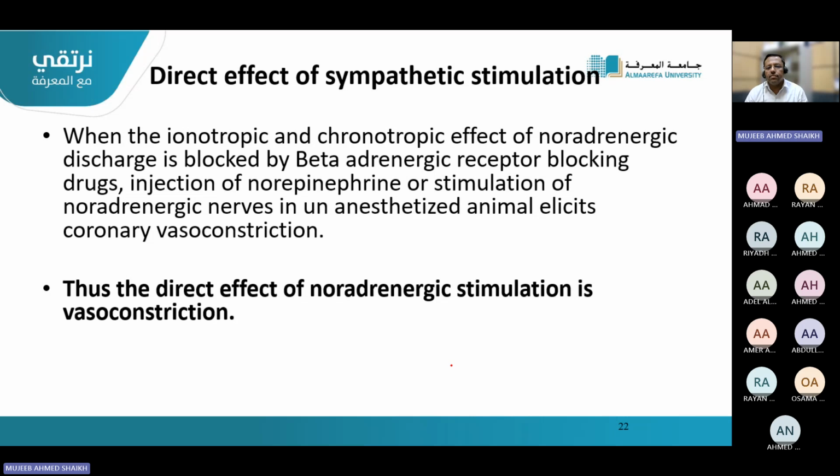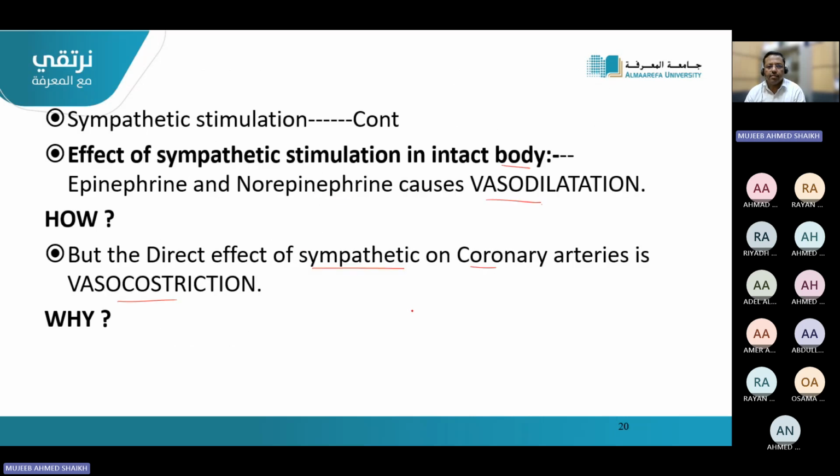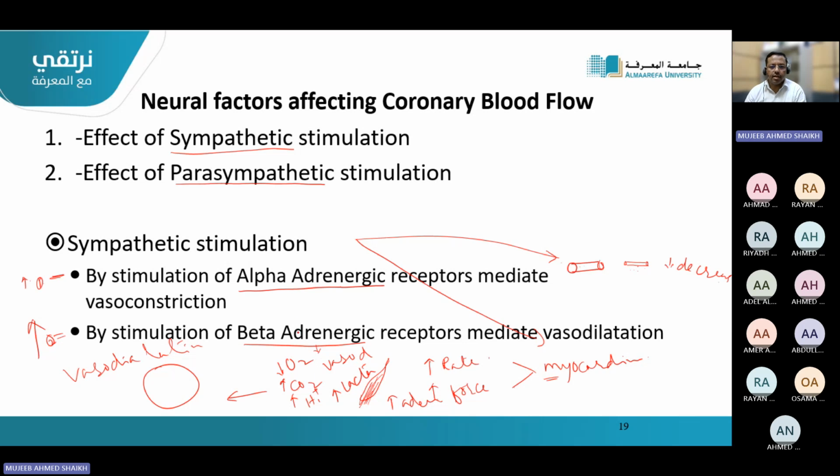How can we see whether it is a direct or indirect effect? If you block the beta effect by giving some beta blockers, then sympathetic stimulation will cause vasoconstriction. You can see it because I will go back to the slide here. If you block this beta receptor effect, then the alpha receptor will cause vasoconstriction.